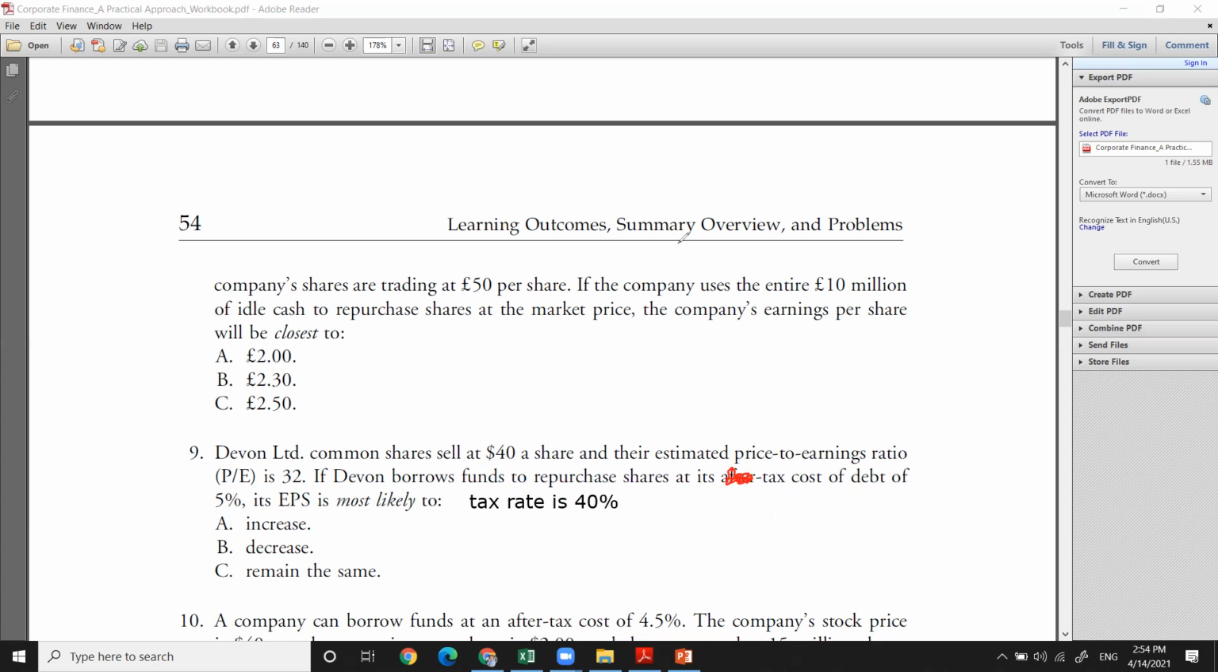So if this is the case, how can you find the cost of debt if it's before tax? It's 5% times 1 minus 0.40, which is 3%. And our earnings yield will be equal to 1 over 32, which is 3.25%. So in this case, what do you expect to happen to EPS? Increase. Increase, because it's higher.